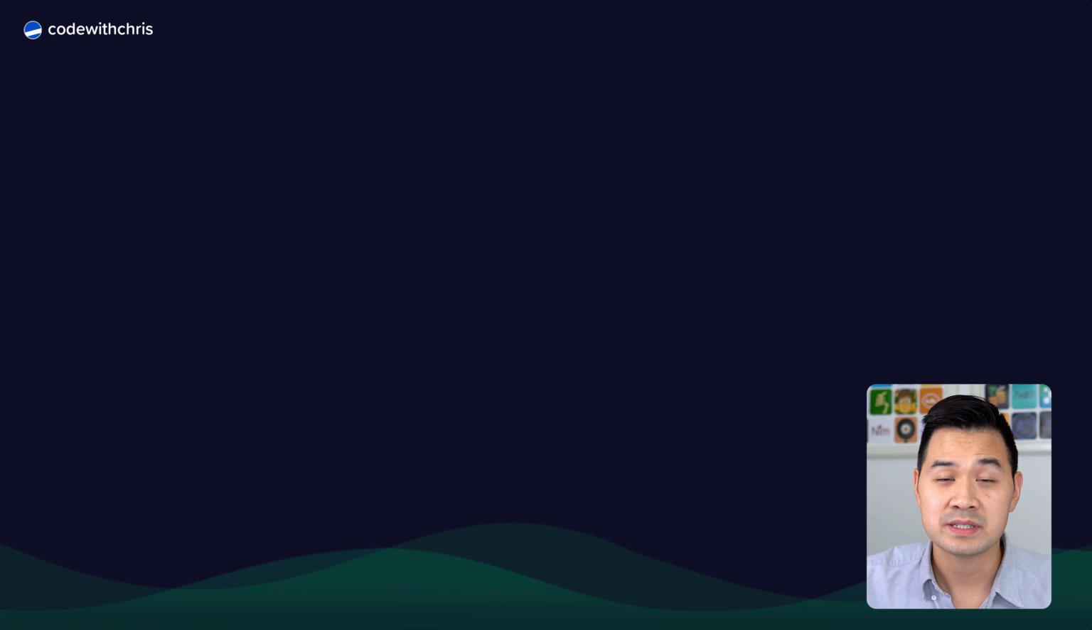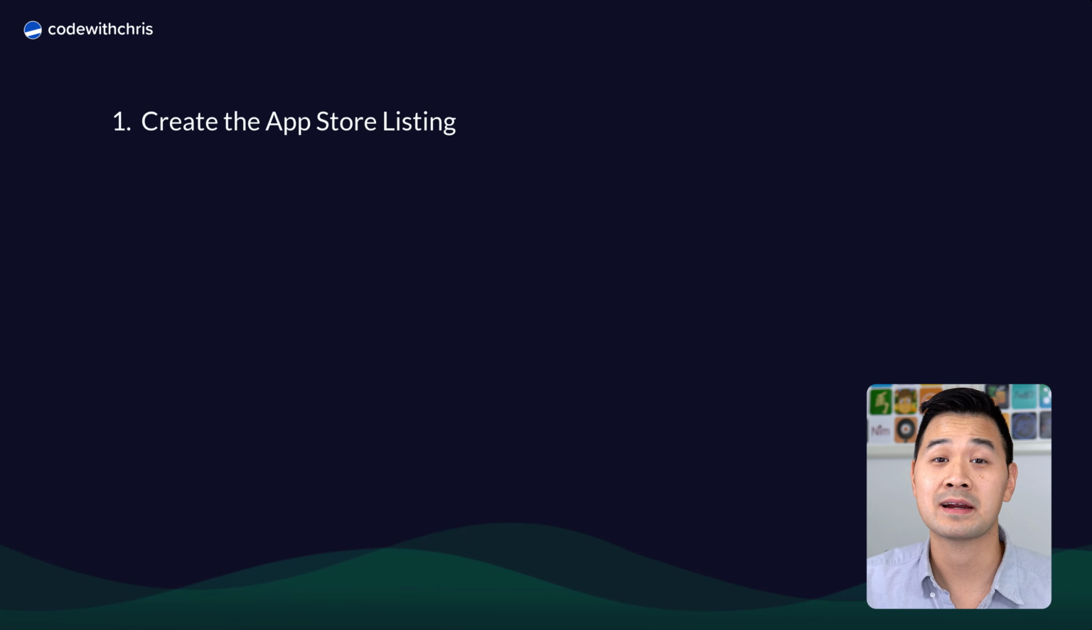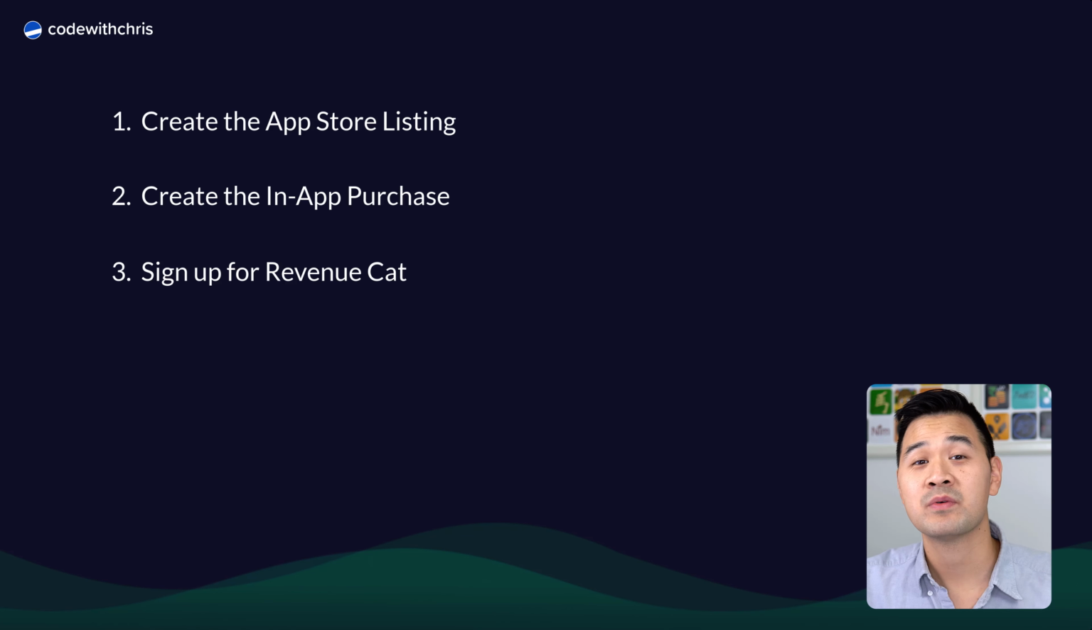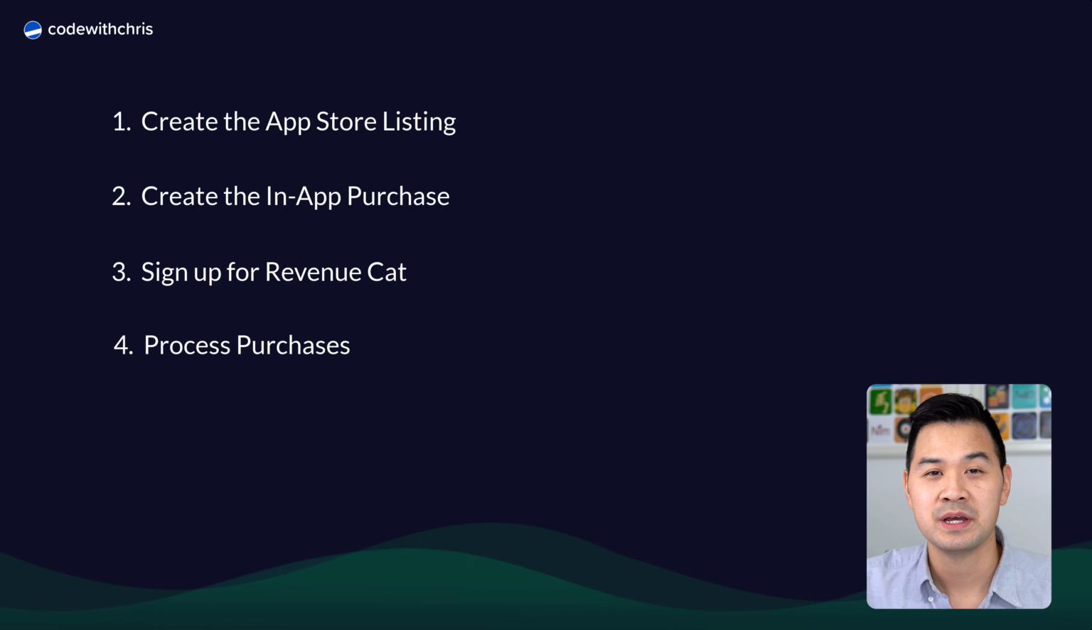There are just 4 simple steps. Number 1, we're going to create our App Store listing. Number 2, we're going to create the in-app purchase. Number 3, we're going to sign up for RevenueCat and set it up. And number 4, we're going to process the purchase. Now, even if you didn't use RevenueCat, you'd still have to do steps 1 and 2. And the last 2 steps are just made simple with RevenueCat. I'll walk you through it.